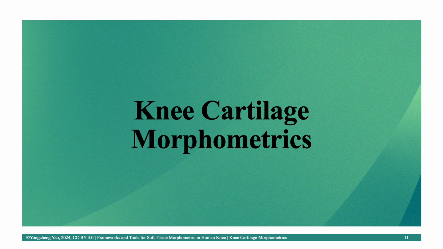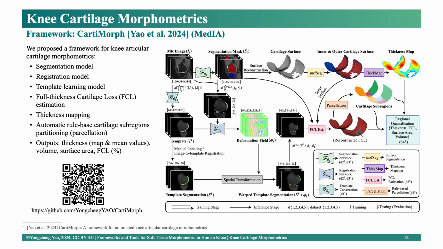I'll first introduce our approach to cartilage morphometrics. We introduced a framework called CartiMorph, designed to generate regional quantification metrics from knee MRI. This framework comprises 3 models, responsible for image segmentation, registration, and template learning. We developed algorithms for thickness mapping, lesion quantification, and subregion partitioning. These components are seamlessly integrated into an automatic image processing pipeline. We have made the code available on GitHub.